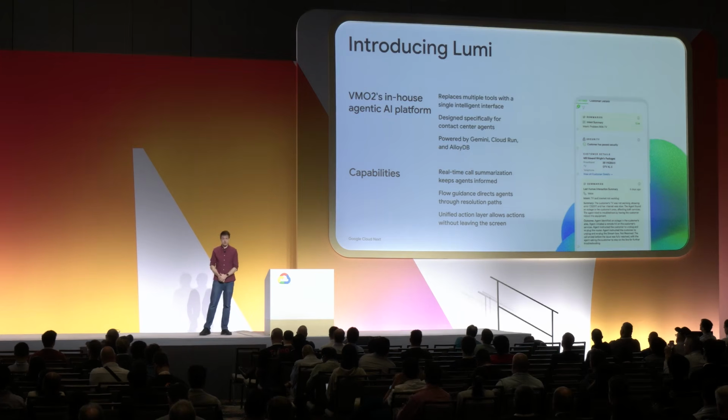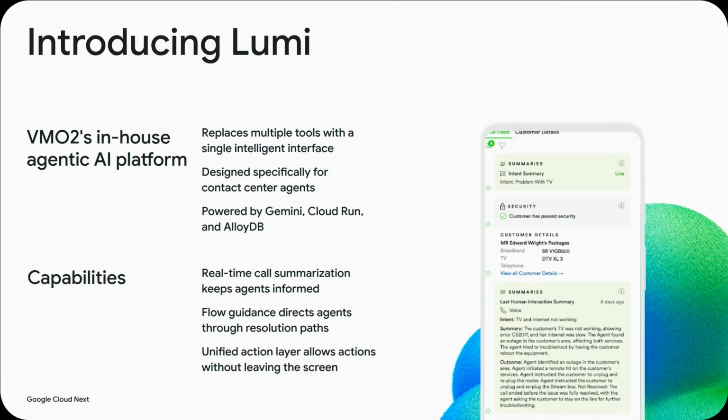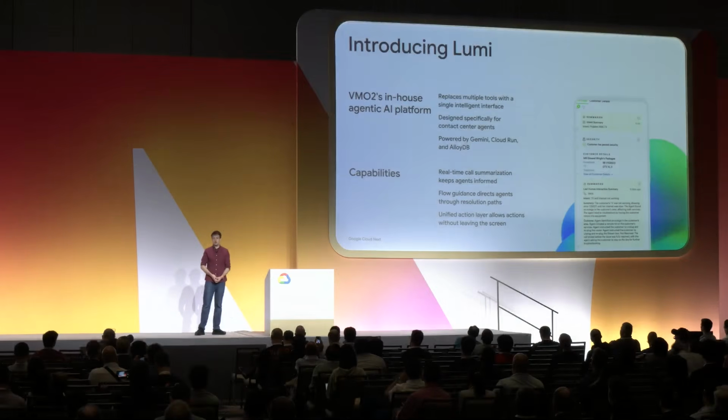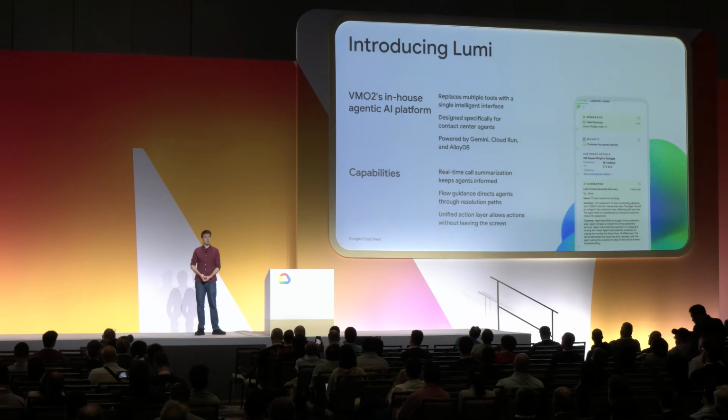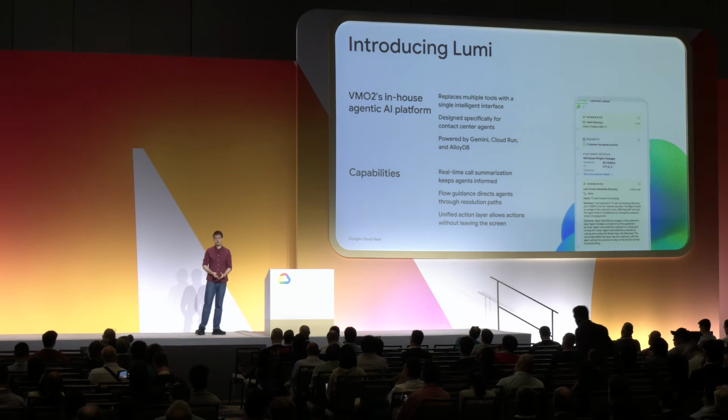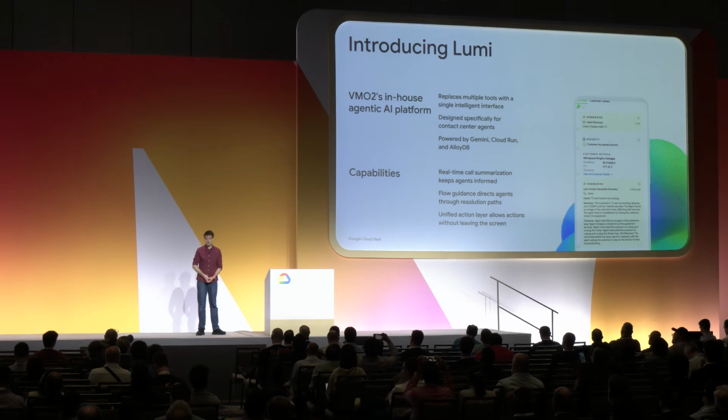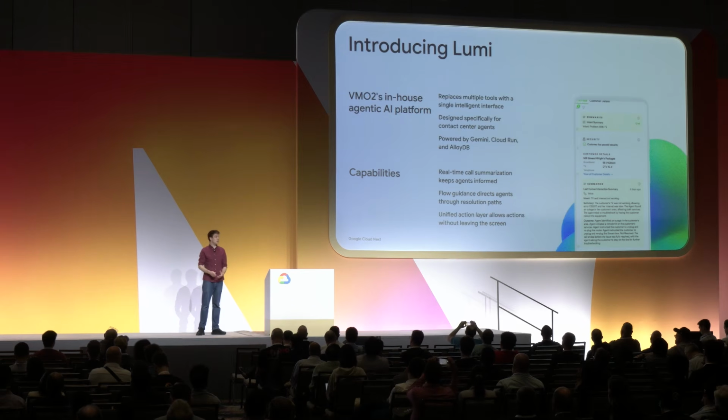And that rethink is Lumi. It's VMO2's agentic AI platform, and it's built all on Google Cloud, designed specifically for our contact center agents. The important bit isn't so much that we built it, it's what we built. We didn't bolt generic AI assistants onto existing tools. We built something that understands our products, our processes, and our customers. And the platform underneath gave us the runway to do that in months and not in years.